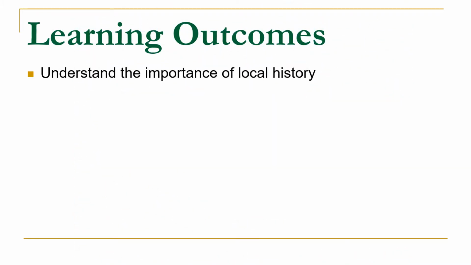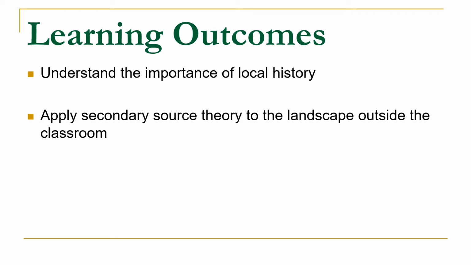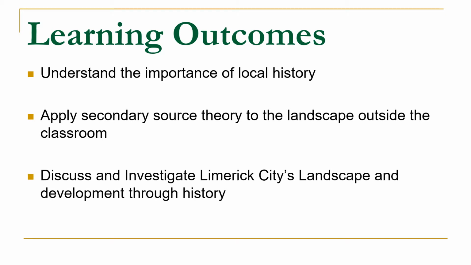So to revisit our learning outcomes again, firstly, to understand the importance of local history. We looked at this and the importance of studying local history in our rationale. Secondly, being able to apply secondary source theory to the landscape outside the classroom, that is the use of our maps and our textbooks, and when we go out into the field to apply this knowledge to the landscape. And also to discuss and investigate Limerick City's landscape and its development down through history. Look at Limerick's development as we did on the historic map, and as we will on King's Island, and also look at Limerick's history through monuments that remain on the landscape, the Treaty Stone and Patrick Sarsfield.